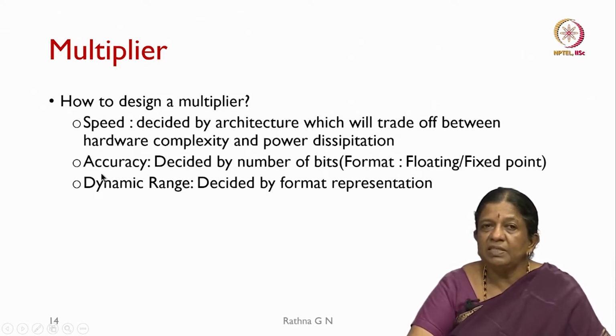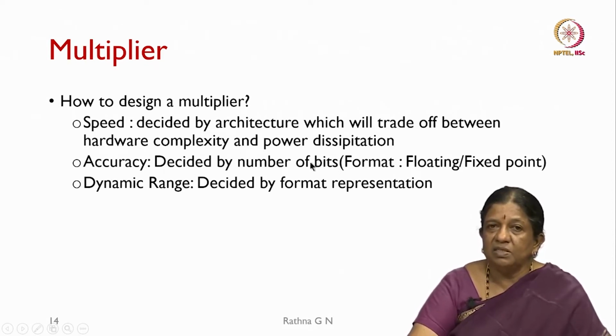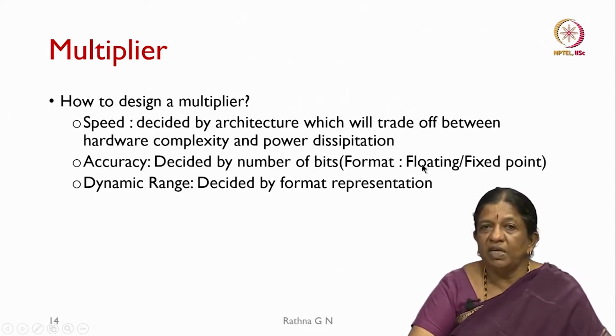The next one is accuracy. So, this is going to be decided by the number of bits. As we discussed in the last class, the format can be floating point or fixed point. So, we know that for floating point the number of bits is going to be more. So, our hardware is going to increase, but at the same time accuracy will be more. So, what is the trade off between the two? One has to look at it.